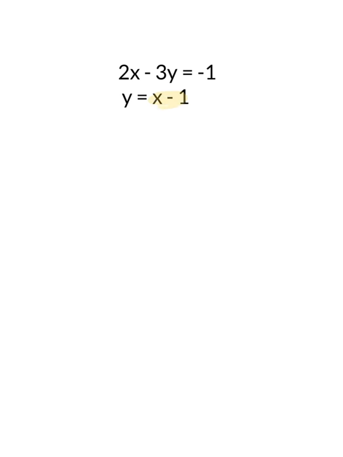See that x minus 1? I'm going to rewrite that first equation, but instead of the y, I'm going to substitute the x minus 1. So it's going to look like this. We have 2x minus 3, but instead of the y, we're going to multiply 3 times (x minus 1) equals negative 1. So what I have written is the same as my first equation, except I have substituted for y.